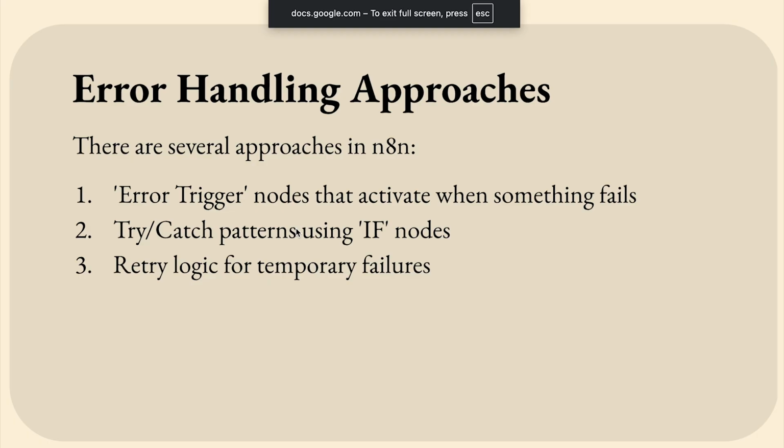Now let's make our workflow more reliable by handling errors. And this is a very crucial step where you need to improve your workflow success rate. There are several approaches in n8n. There is an if node that will handle this try catch pattern, and there are error trigger nodes that activate when something is failing, and there's also retry logic that you can use to handle temporary failures. Now let's implement a basic retry system.